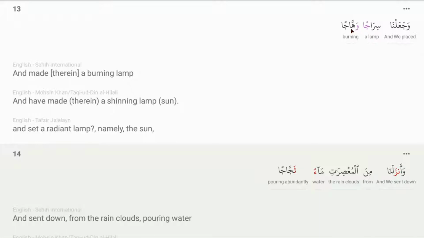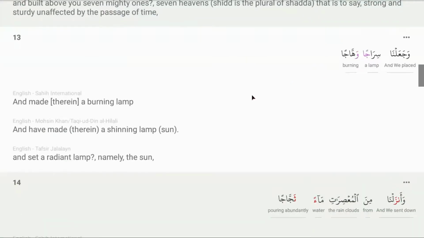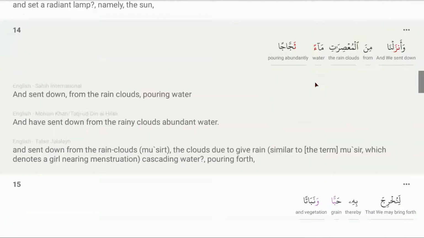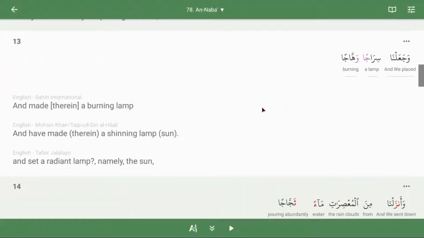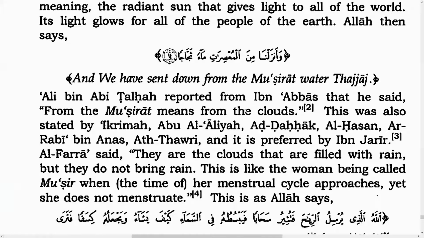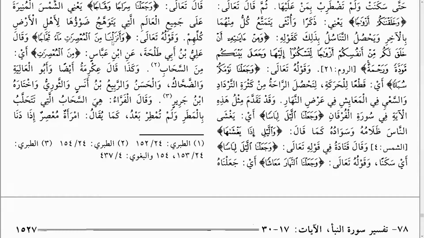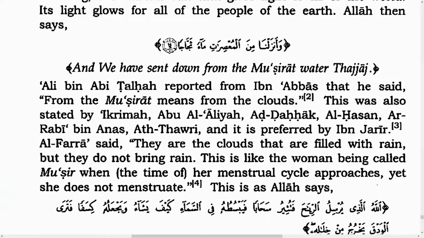We translate the burning first. Wahaj, a radiant lamp, a lamp which is burning, because the sun is burning and it's giving us light. The sun. Inshallah, we'll continue from 14 to 16 next week, inshallah ta'ala. وَأَنزَلْنَا مِنَ الْمُعْصِرَاتِ مَاءً, he talks about water next, Mu'asirat, water, thajjaj. Inshallah ta'ala.